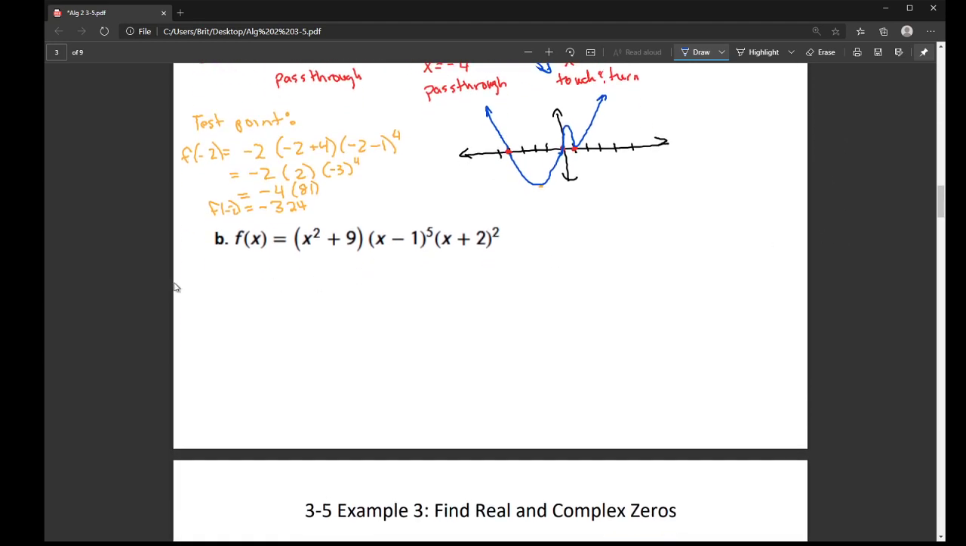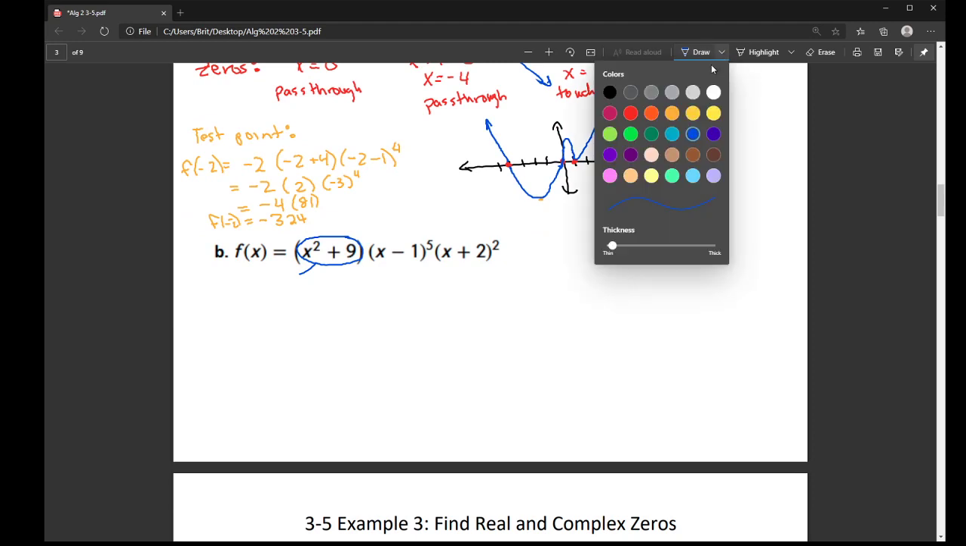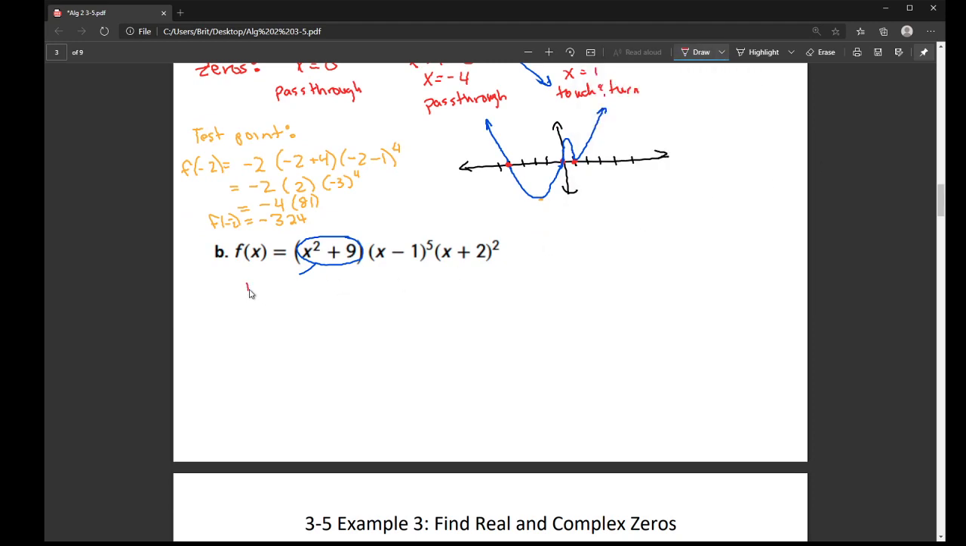Alright, so now let's check this out. So here, these are going to produce imaginary solutions, or imaginary zeros. So these will not appear on the graph. What they'll do is they will perhaps cause a bend in the graph somewhere, but we're not going to worry about it. Alright?